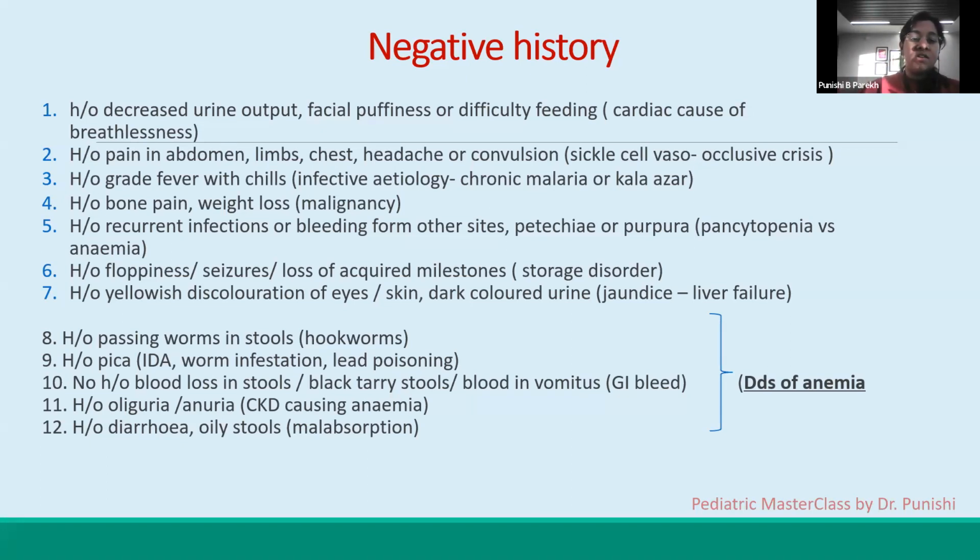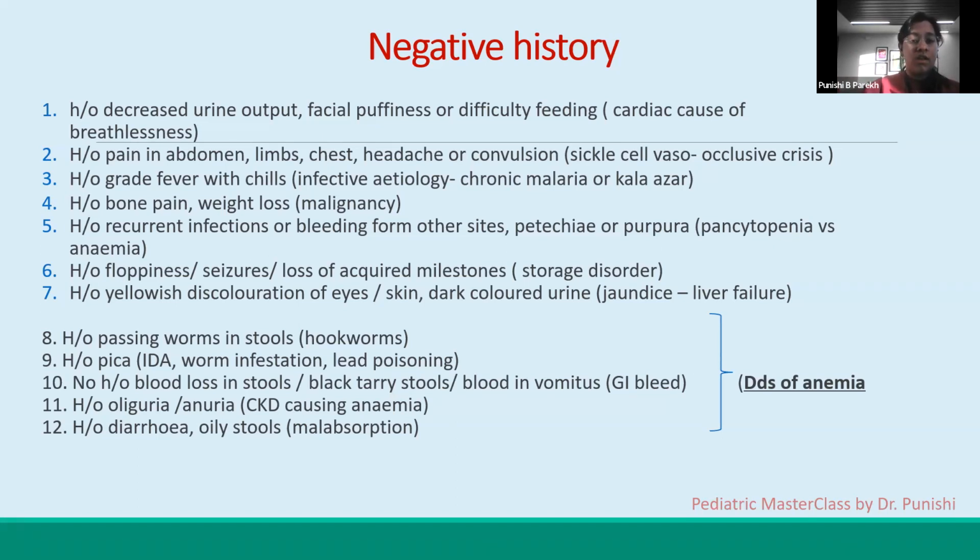So whether there's history of passing worms in stools for hookworm, which leads to blood loss that can cause anemia. History of pica. Now, pica can be seen in iron deficiency, worm infestation, and lead poisoning. All of this can lead to anemia. Whether there's history of blood loss in stools, whether black tarry stools or blood in vomitus, for any GI bleed which is leading to anemia.